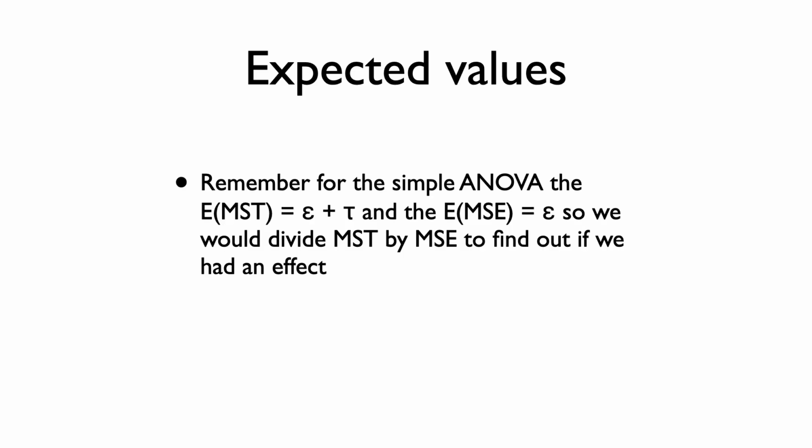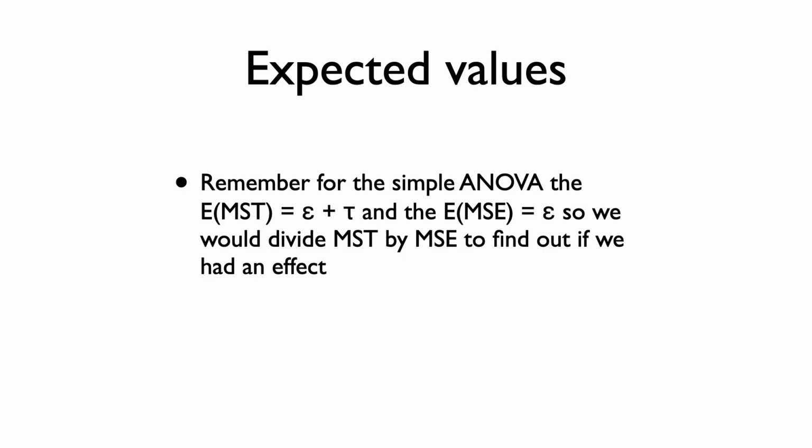If you remember when we tried to figure out what we divide by what in regular vanilla analysis of variance, we figured out the expected value for mean squared treatment was treatment plus error. We divided by mean squared error, whose expected value is error. So we have to look for the expected values of these mean squares to figure out what we divide by what to know if we have significant effects.